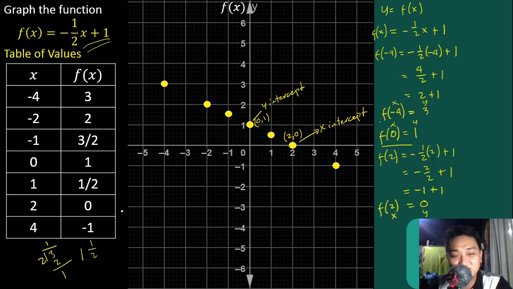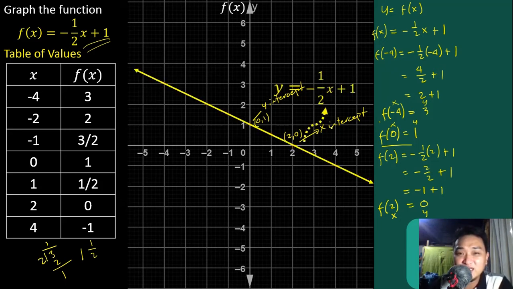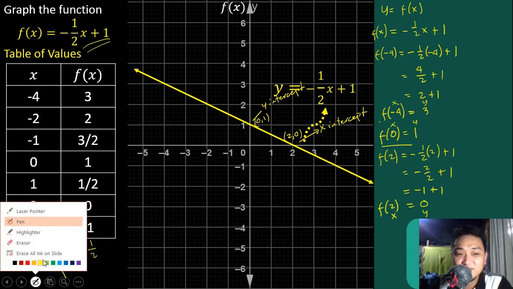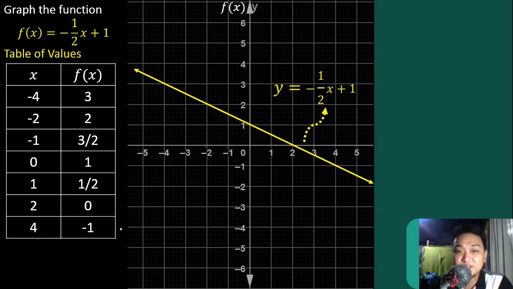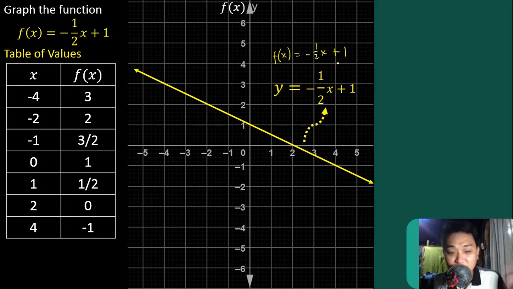Let us have the last one. Let us have the last coordinate. Whenever we have x equal to 4, the value of the function or f of x is negative 1. Now, pwede na nating i-connect yung ating mga points. You now have the graph that pertains to y is equivalent to negative 1 half x plus 1, or this is also the same as f of x is equivalent to negative 1 half x plus 1. Pareho lang yan.